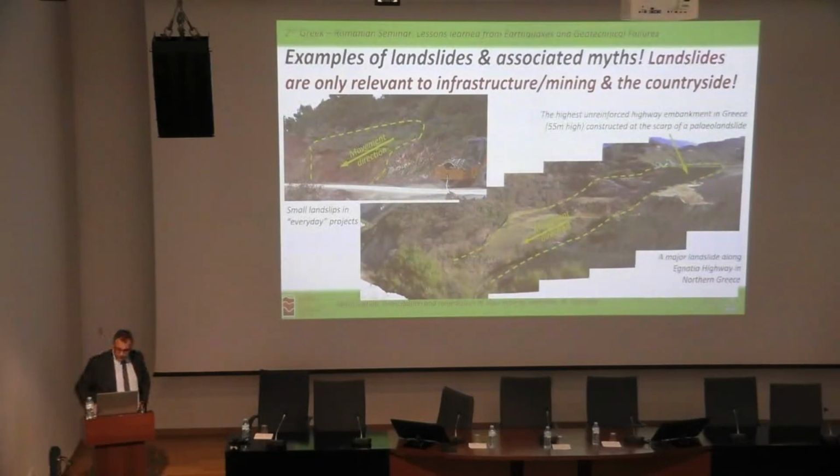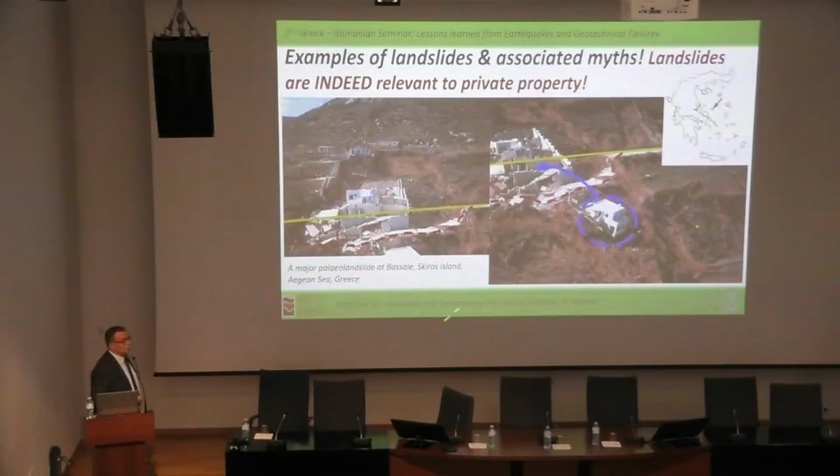But they are also relevant to private property. And here I have an example from a landslide at a location called Basale on the island of Skiros in central Aegean Sea, where you can see a private property with a huge scarp behind it, and all this took place within a matter of a few hours. The yellow line shows the original position of the local road, and the dusty red line showed where this road went within a matter of hours, with the upper property moving tens of meters, and another property that used to be here moving and rotating several meters and several tens of degrees.